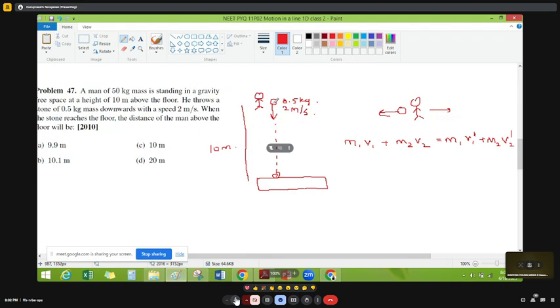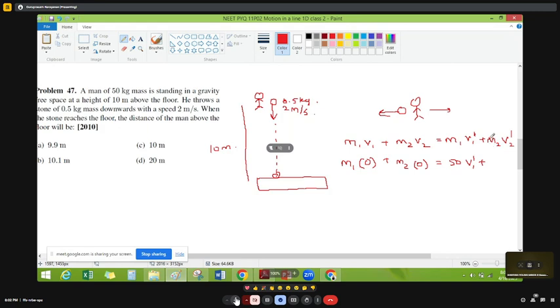Now if you see, before collision, both are together. The velocities are not moving, so these two become 0. Mass of the man is 50 kg. V1 dash is what I want.